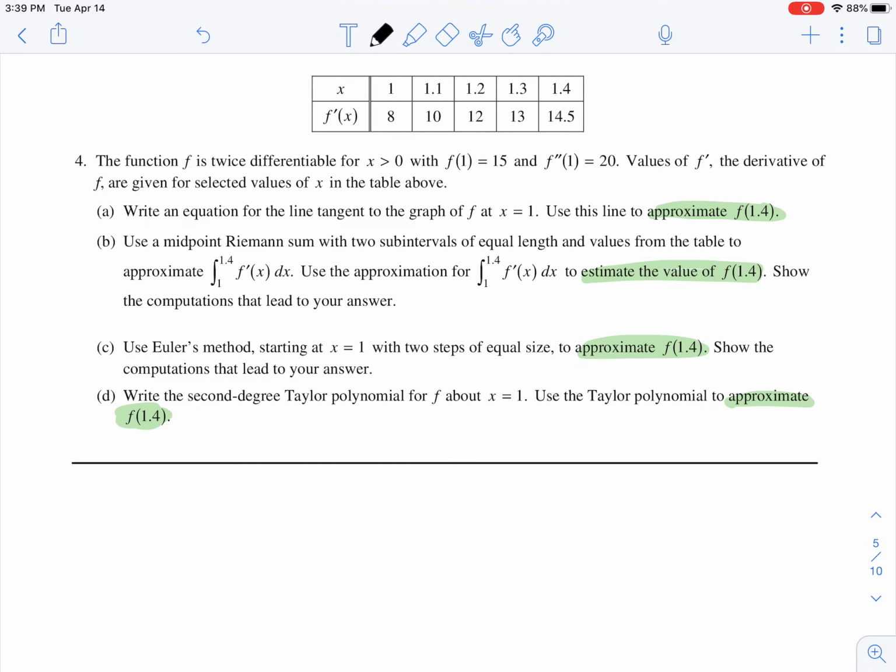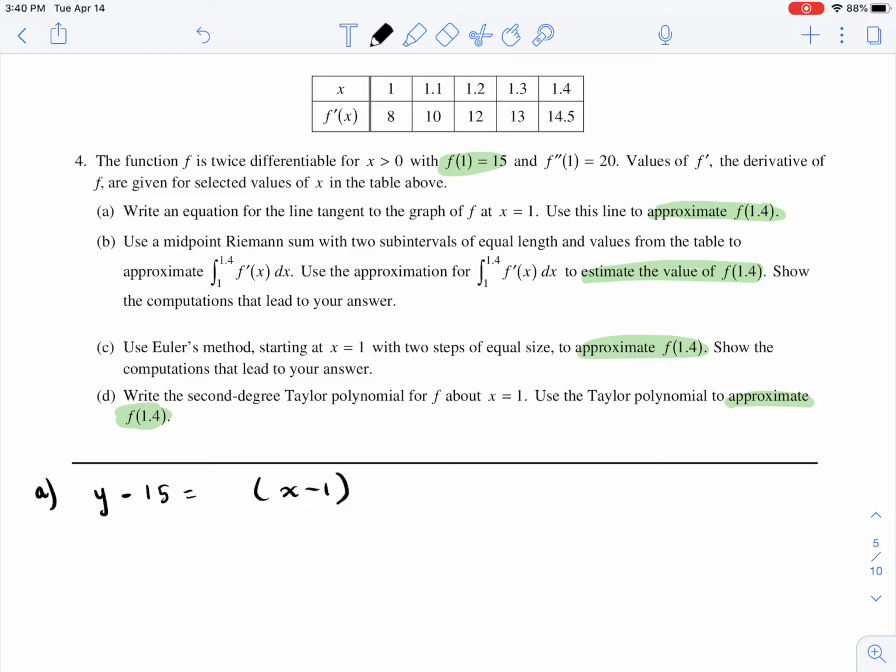So in part A, they start off with a little bit of a softball. They want us to simply find the equation of the tangent line at x is equal to 1. So here we're just going to start out with point slope form. Given what we know, y minus, and we know our y value, we're leveraging this bit of information over here, f of 1 is equal to 15. So we know our y value is 15 when x is equal to 1.